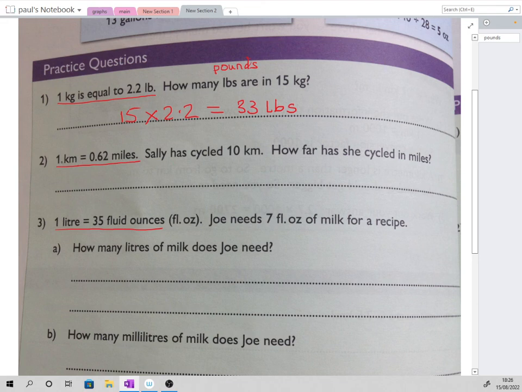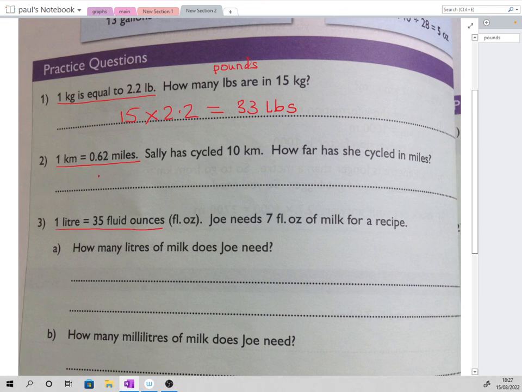1 kilometer is 0.62 miles. Sally cycled 10 kilometers. How far is this in miles? So we need to go from kilometers to miles. Now, a kilometer is smaller than a mile, because if we increase this to be 1 mile, then it would be 1 point something or other kilometers. So when we're going to convert that 10 to miles, we need a smaller number.